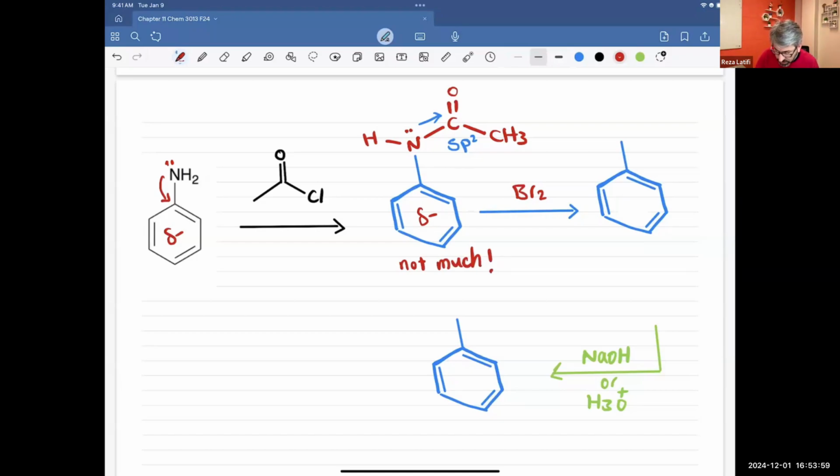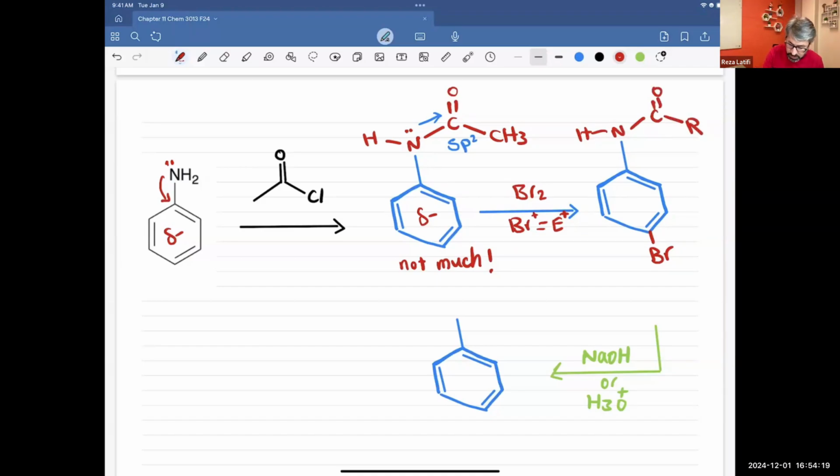Now the bromine will still react with the ring, and let's say we get Br plus as the electrophile, and this one will be added in the para position. We get the bromine here. And what do we have there? NH attached to the carbonyl group.